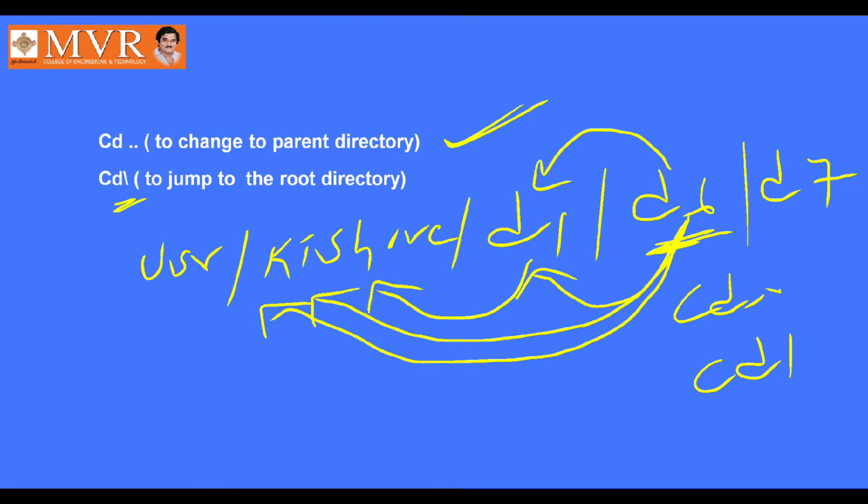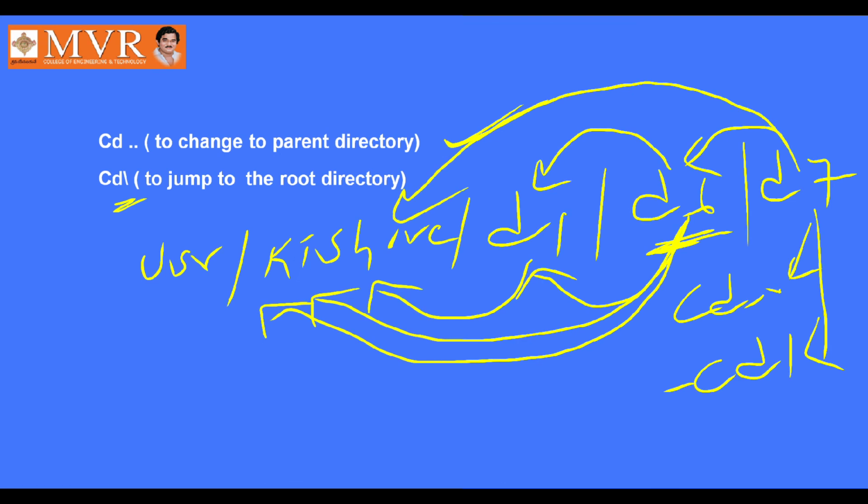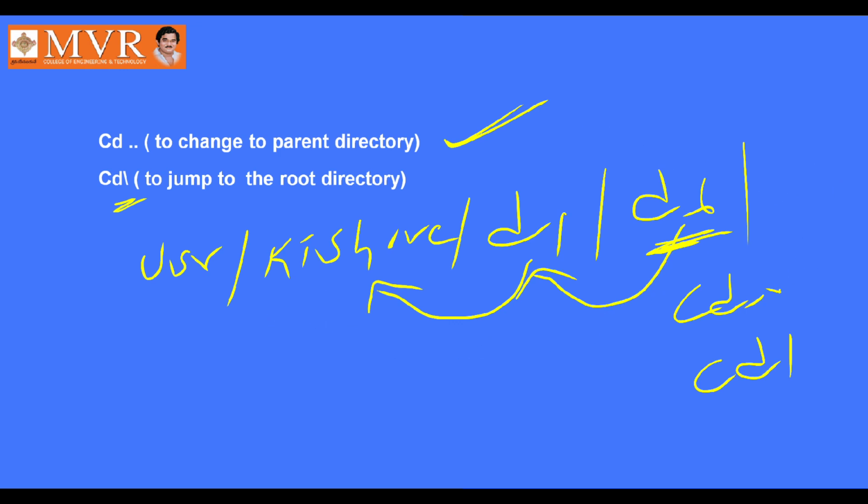Now whenever you are in d7, if you type cd double dot, it will take you back one step, that is, you will be back in the d6 directory. Or else if you type cd slash, it will directly take you from d7 to your home directory, Kishore. So that is what is happening with these two commands. Okay.